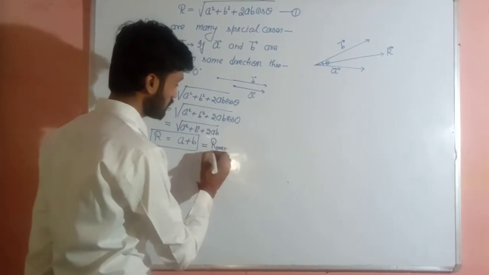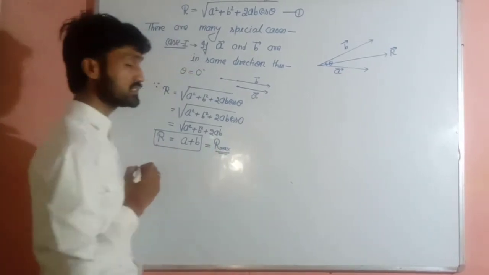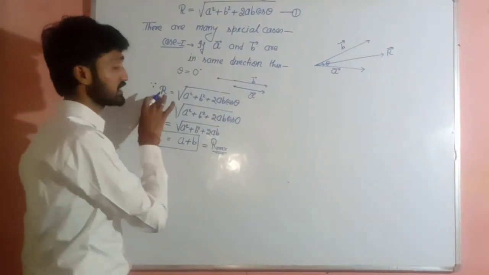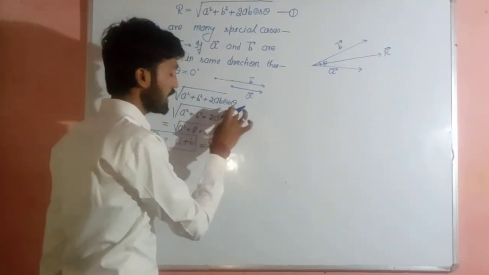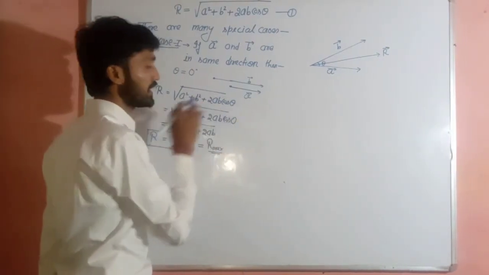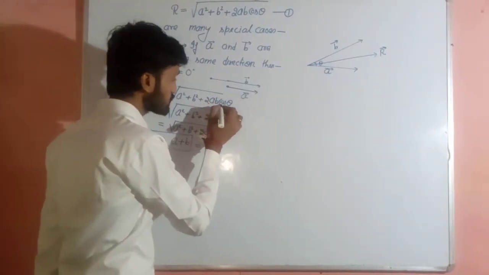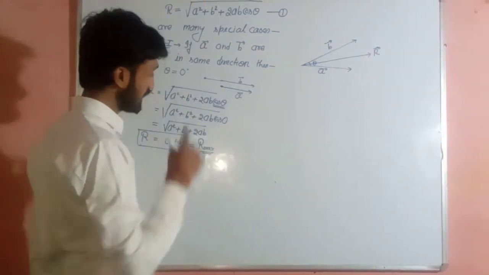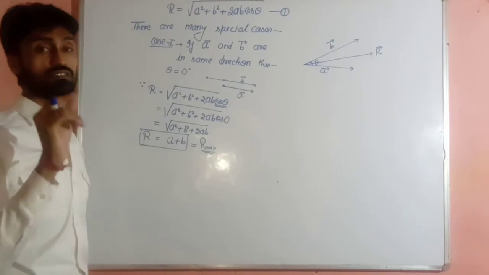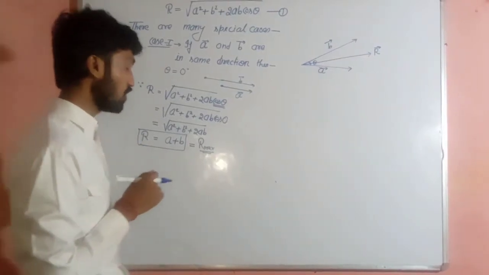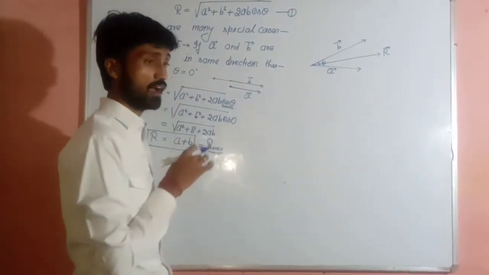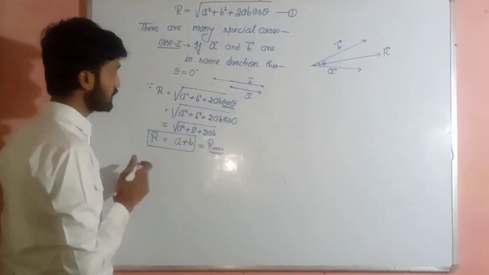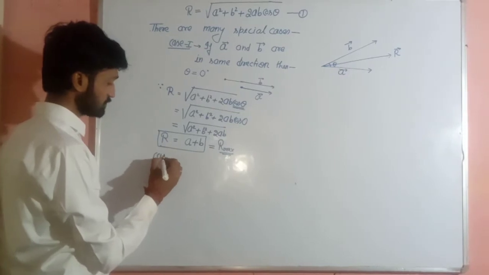of the addition of any two vectors, because R will be maximum if this term is maximum, and this term will be maximum if the cos theta factor is maximum, and cos theta will be maximum if theta is 0 degrees, because cos 0 has the value plus 1. Okay, remember this point.